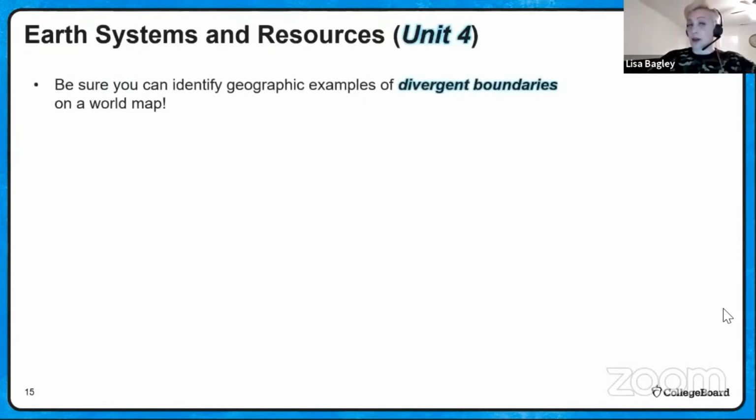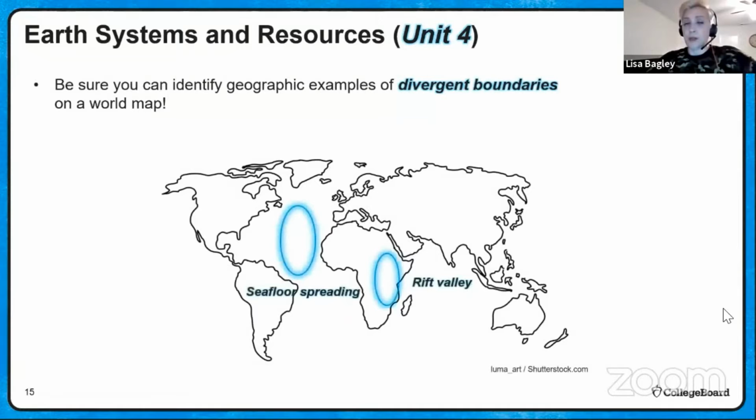Be sure you can identify geographic examples of divergent boundaries on a world map, like this. Seafloor spreading in the Mid-Atlantic Rift. Yes, I know that circle looks like it's circling nothing, but that's the Mid-Atlantic Rift. And the Rift Valley in East Africa.